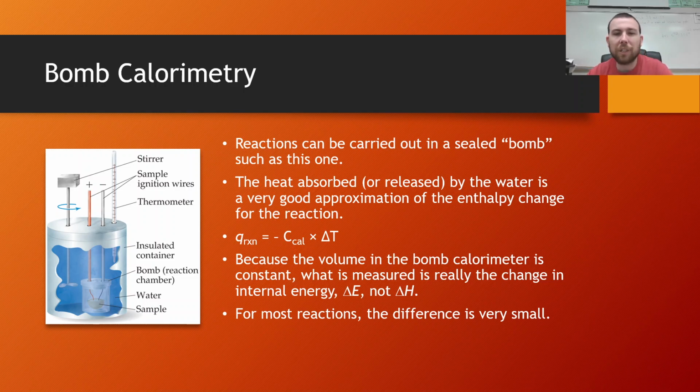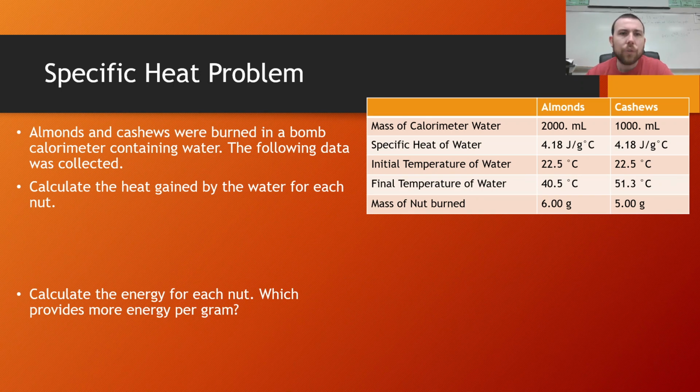However, when you really start to look at this, the difference is pretty small. All right, so let's take a look at an example. Let's say you had almonds and cashews that were burned in a bomb calorimeter that contained water, and the following data was collected. So we've got our data table there, and we want to know what was the heat gained by the water for each nut.